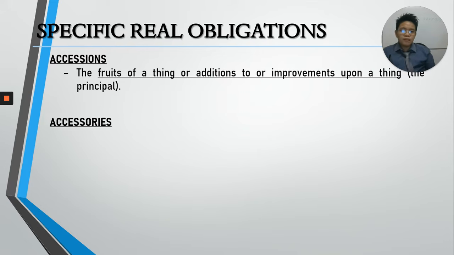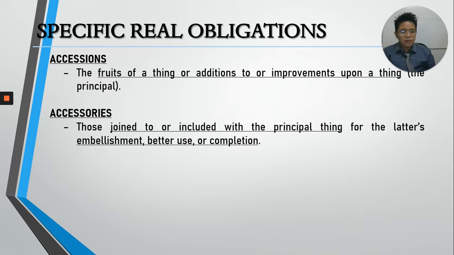What else? Now the accessories. Accessories are those which are joined to or included with the principal thing for the latter's embellishment, better use, or completion. An example of this is usually the key to a house, so that it is easier to enter the door of the house. Better use or completion. What else? The bracelet of a watch. If you have a watch without a bracelet, it is not complete. A watch with a bracelet is probably easier to use. What else? Machinery in a factory, dishes in a restaurant. These are examples of accessories.